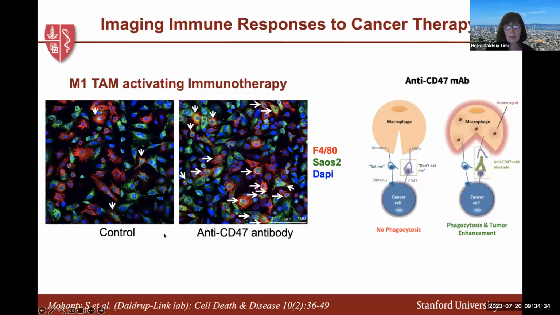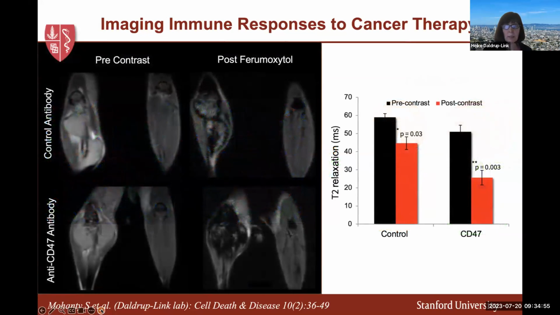Here you see an in vitro study where we co-cultured green osteosarcoma cells and red macrophages. And then we added anti-CD47 antibody. And as you can see, now the red macrophages start to attack and phagocytose the green cancer cells. So we wanted to see if we can see this effect on our MR images.